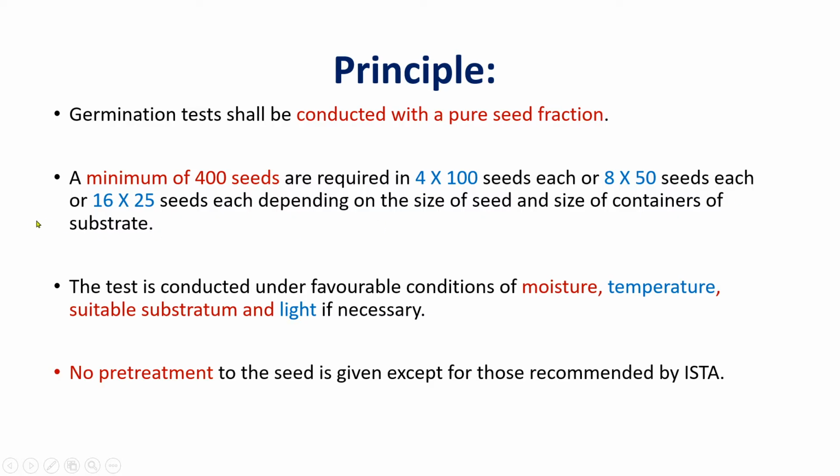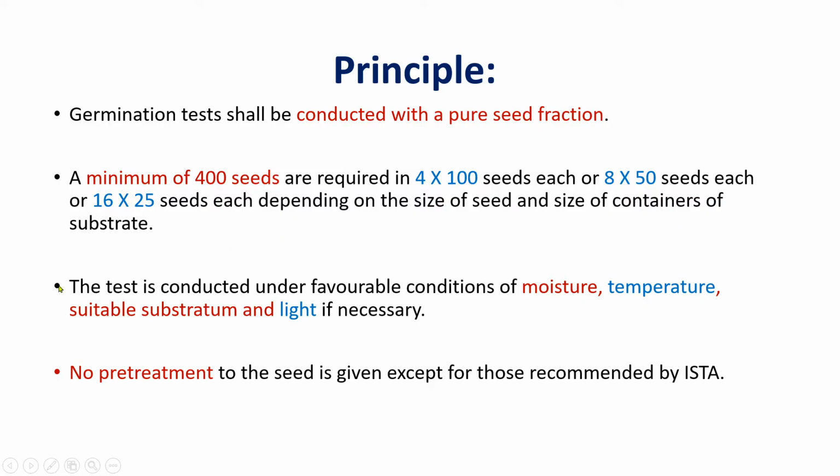Or in case you have smaller size trays in which you can sow 25 seeds at a time, you have to multiply the number of plates to 16. All of this makes 400 seeds. It depends on the size of the seed and the size of the container or substrate.